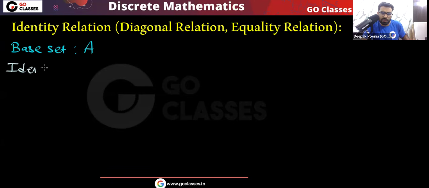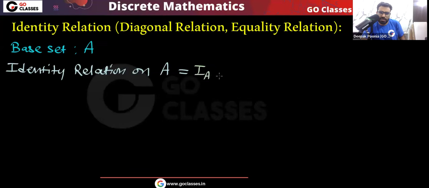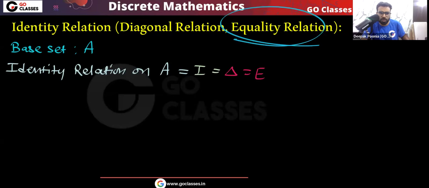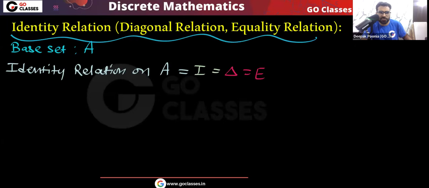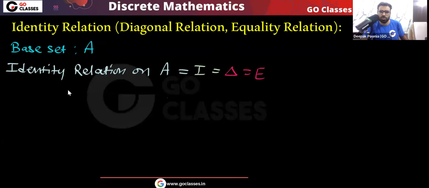The identity relation on set A, we can denote by I_A, or you can simply denote by I. You can also denote by delta, because it is also called diagonal relation. It is also denoted by E because it is also called equality relation. So remember, identity relation is also called diagonal relation, and it is also called equality relation. You will understand why these different names for identity relation, don't worry.